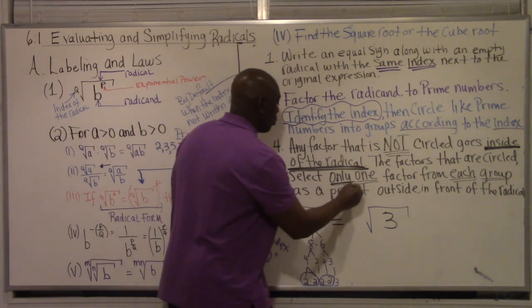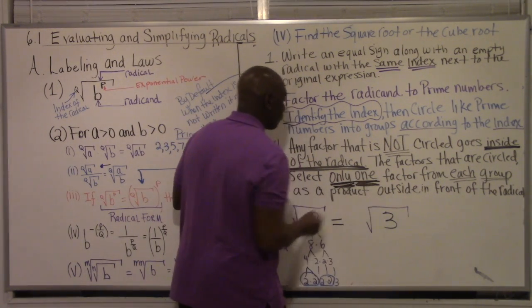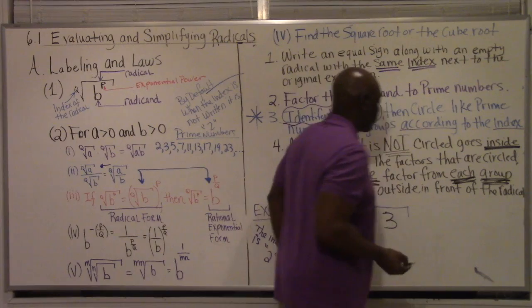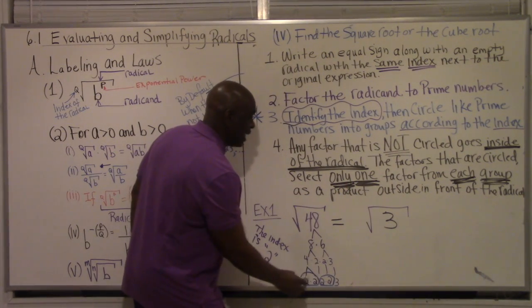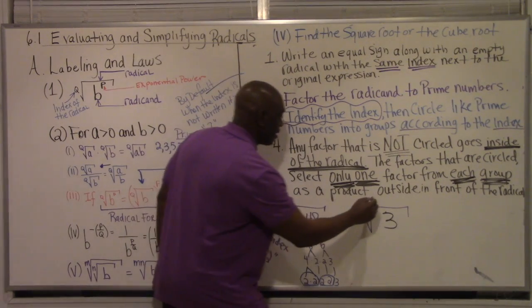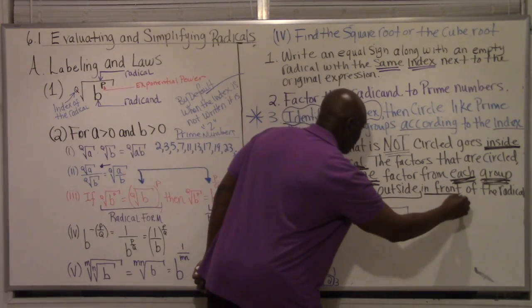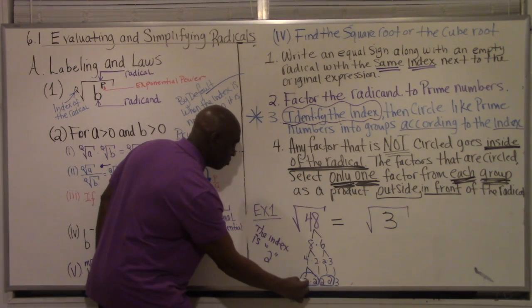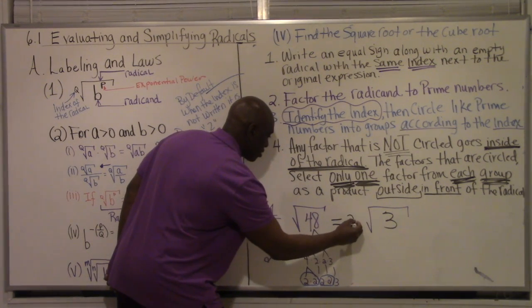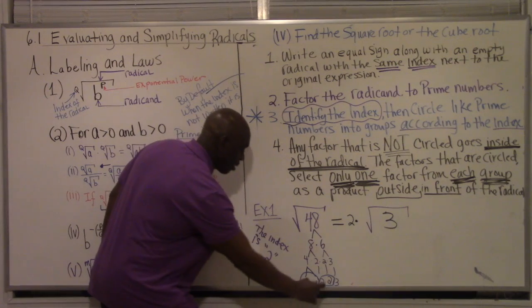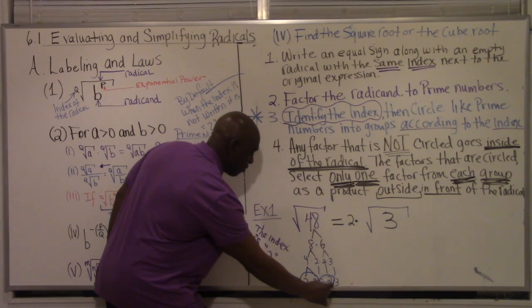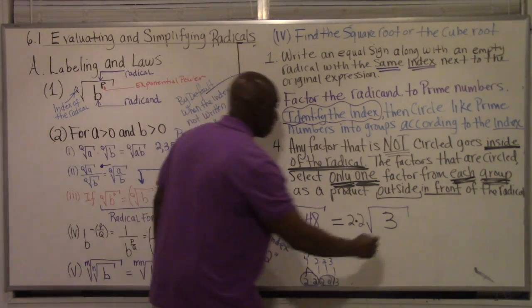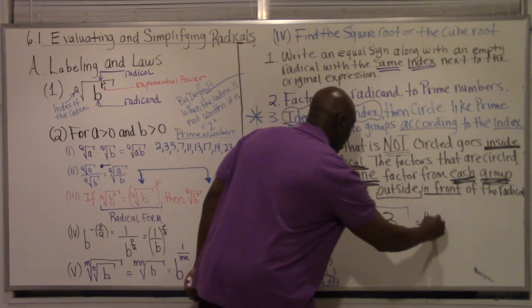Select only one factor from each group. So take one factor from each group as a product outside in front of the radical. So from this first group that's circled, take only one of them. Take a 2 and put it right here as a product times. Then go to the other group right here, take one of them, a 2, and put it right there, and we're done. Equals 4, square root 3.